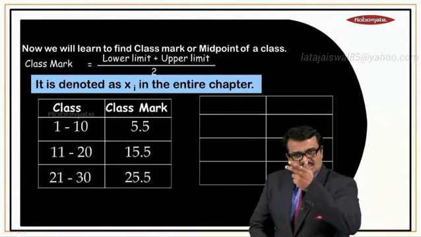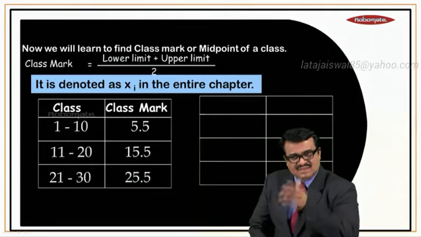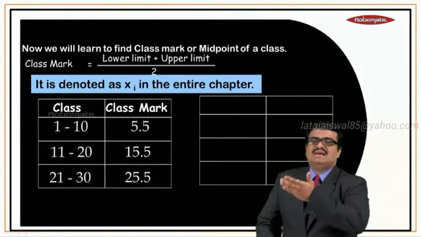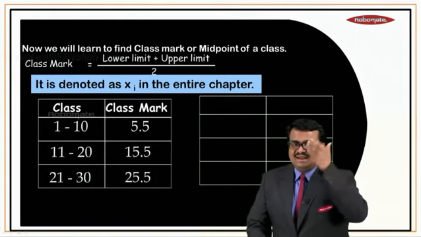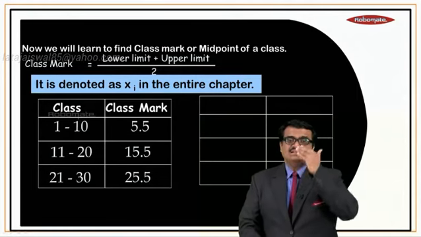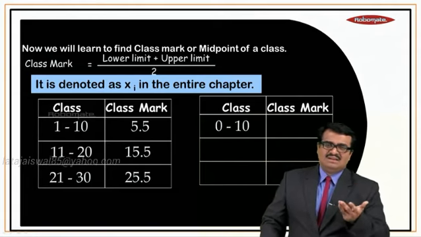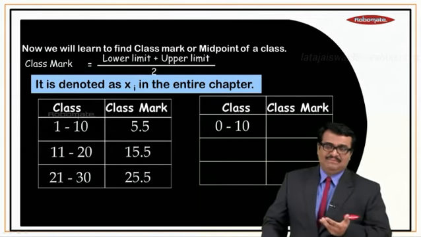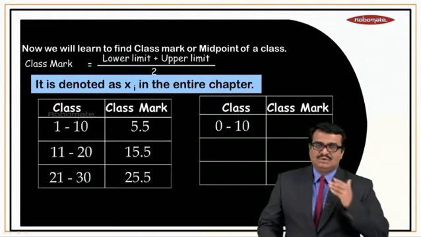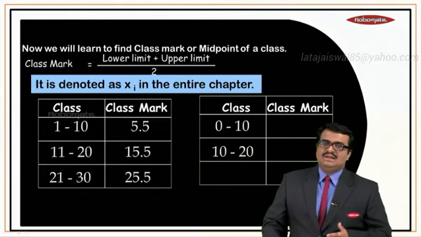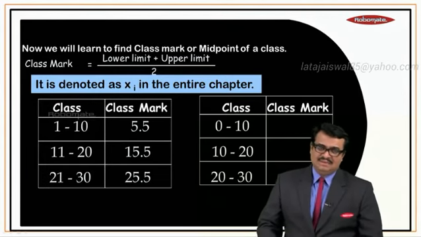Just like we found class marks for discontinuous classes, if you see in the first column, the classes are discontinuous. The first one ends at 10, the second one starts from 11. There is a discontinuity. Now we will see continuous classes. The class mark value we have to find in the same way. Suppose these are the classes 0 to 10, 10 to 20, 20 to 30. The class mark is found in the same way.